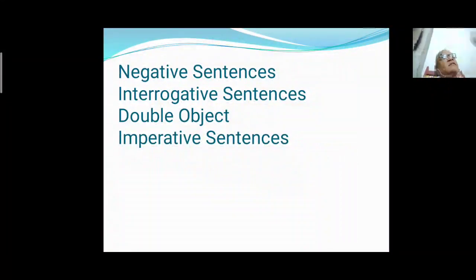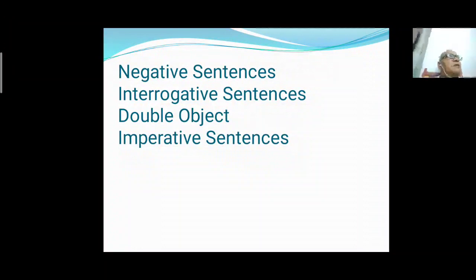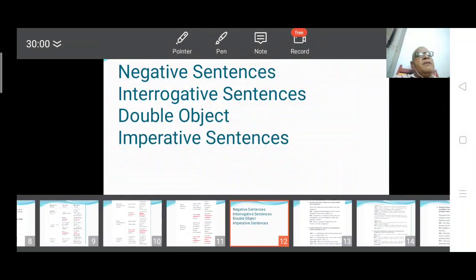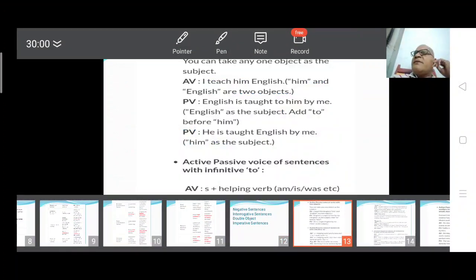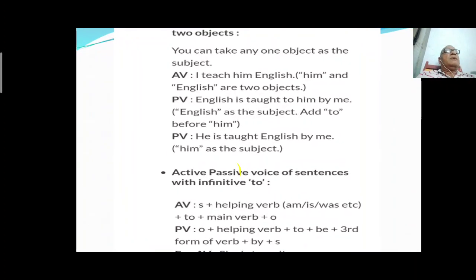Negative sentences, interrogative sentences, even interrogative sentences are also there. How do we change them? That depends on the position of the words, and depending on that position, you can change all the interrogative sentences into passive voices. And double object sentences are also there, how those can be changed into passive voices, and imperative sentences can be changed into passive voices. Here we have some examples of how we can change sentences into passive voices.